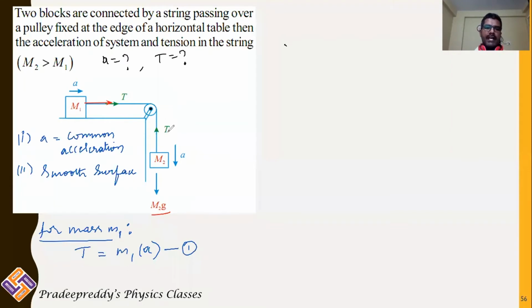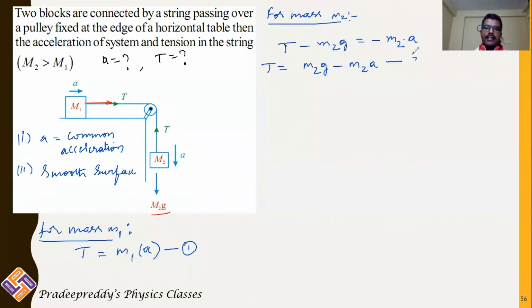Next, take mass m2. For mass m2, you can draw free body diagram. Upward force, take it as positive, downward force, take it as negative. This gives you upward force tension T minus downward force m2g is equal to minus m2 into acceleration a. Okay. Now we have already got tension T in equation 1. This gives you T is equal to m2g minus m2a. Let me take this as equation number 2.